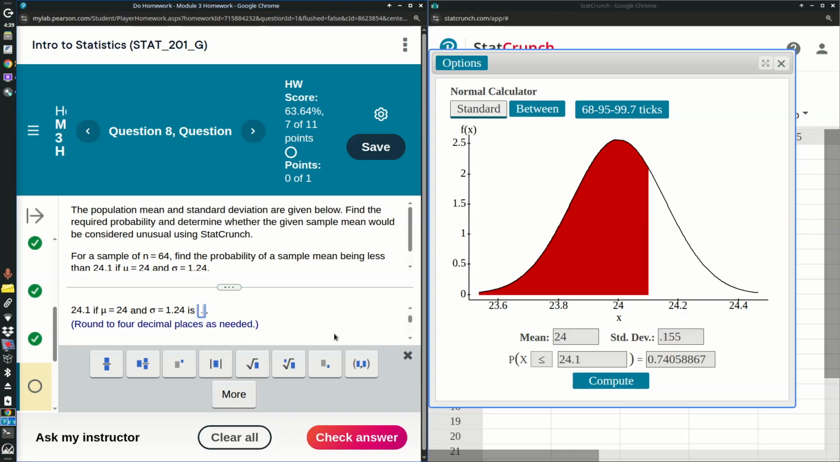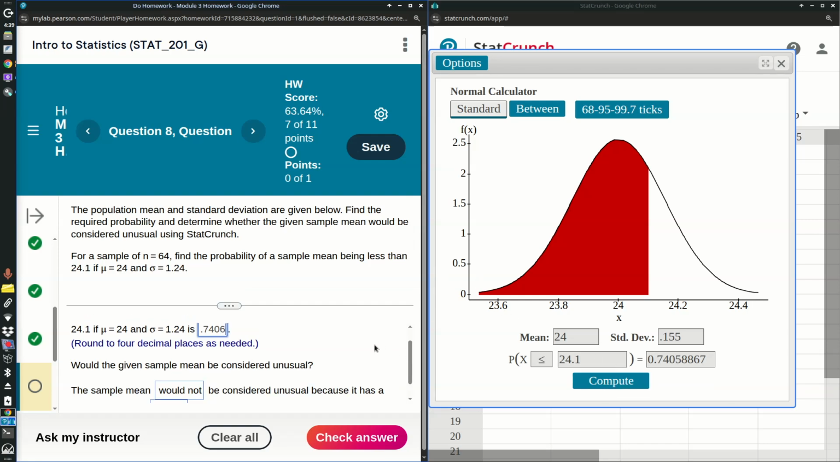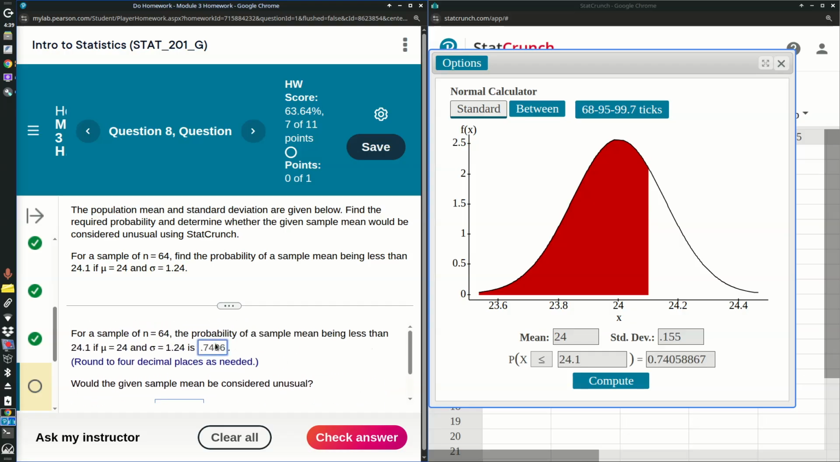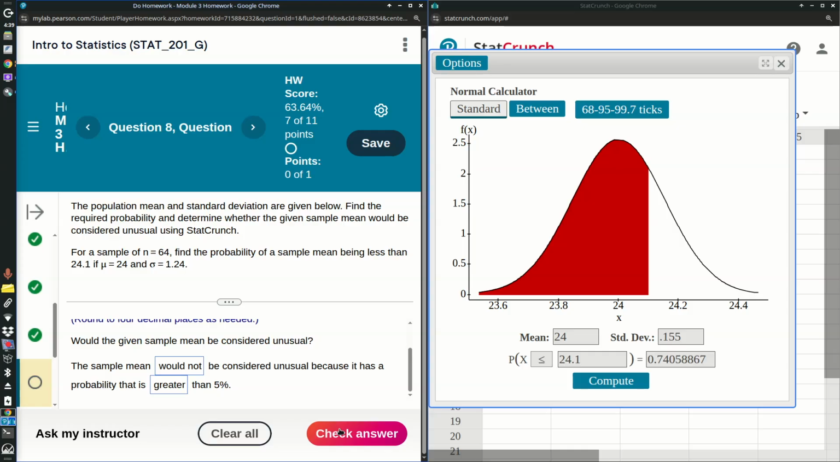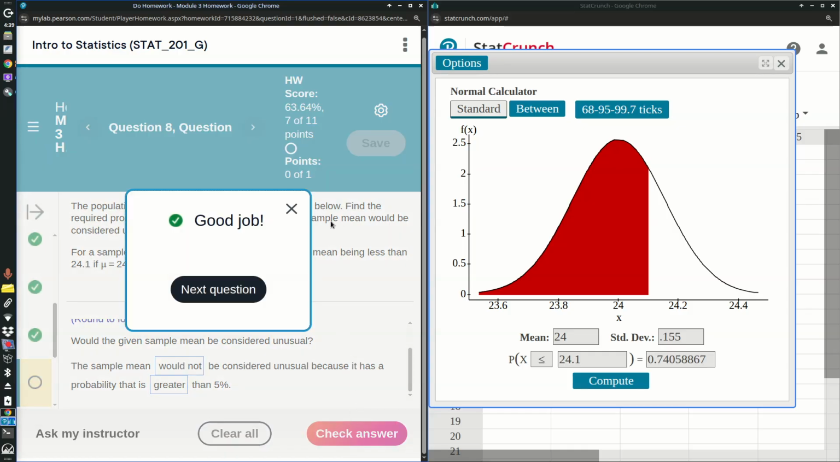So 0.74 and then 0.6. And then everything else should be okay. I don't think I made any other mistakes. Again, this is still a very big number, much bigger than 5%, 74.1% about. Okay, so my mistake there was I just jumped the gun and entered the standard deviation into the problem rather than using it in the calculator to get the probability.